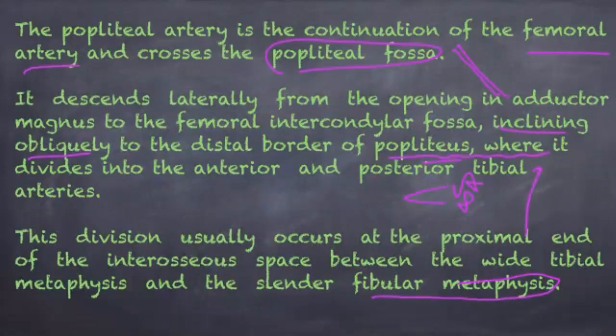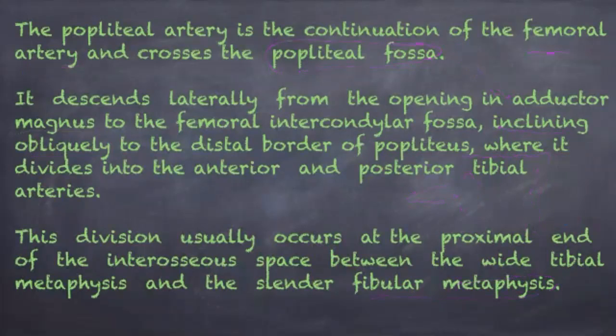That means between the tibia and fibula there is the interosseous membrane, so here it divides into anterior and posterior tibial arteries. This is just showing a schematic one. So remember this oblique course and the distal end of the popliteus.